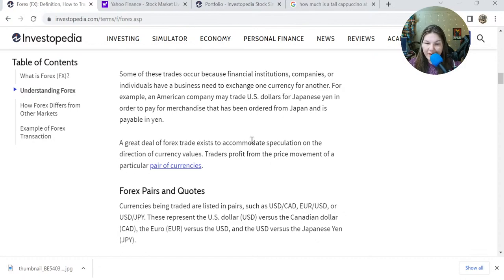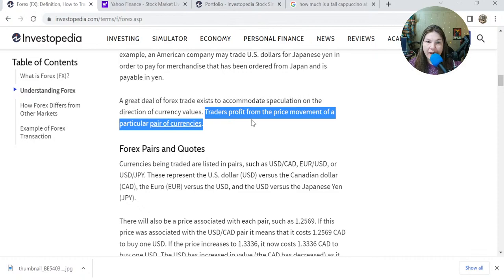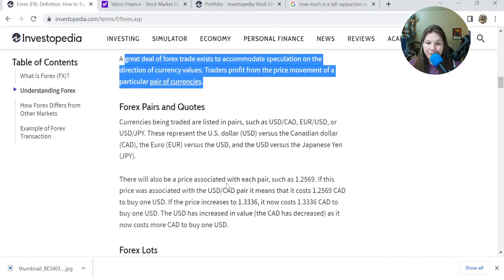Traders profit from the price movement of a particular pair of currencies. So, traders are profiting from the price movement. Like, if somewhere their money starts to fail and it's worth less, they can bop in there and buy a bunch in American and get a whole bunch for nothing. So, definitely predatory, guys. But if you want to make the money, you have to be like the big guys.